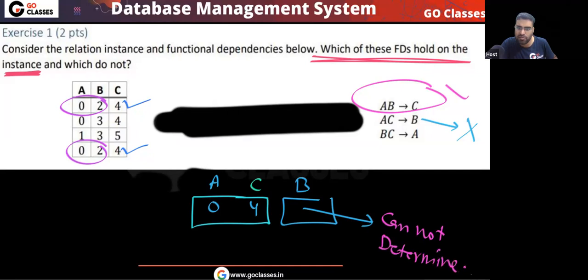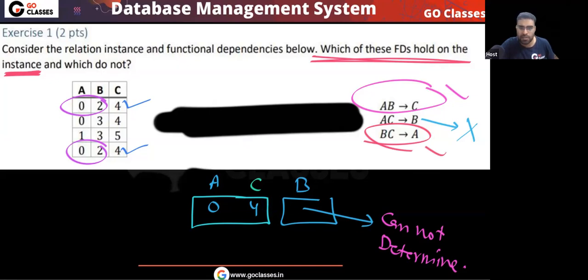What about BC determining A? If the BC combination is the same, then can I say the A combination is also the same? Yes, this is correct. Okay, so I hope this is clear.